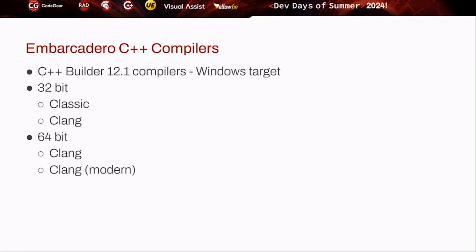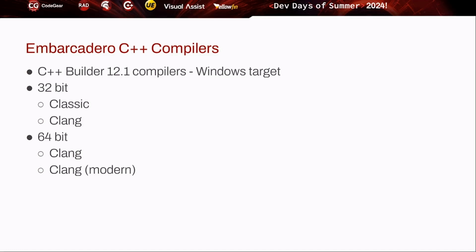There's also a Clang 32-bit compiler, and if you want to write 32-bit applications for Windows in C++, the Clang compiler is the option you would go for, unless you have a good reason, which is really a legacy code reason for using Classic.